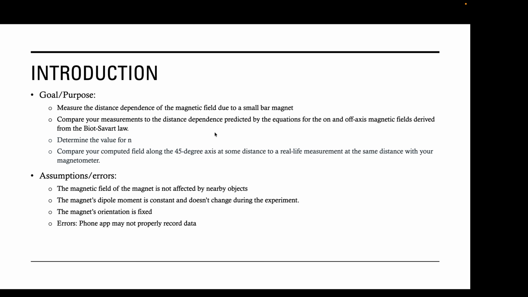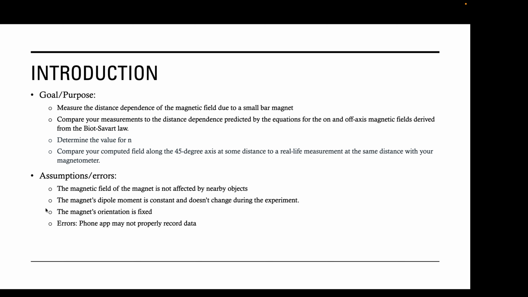The goal and purpose is to measure the distance dependence of the magnetic field due to a small bar magnet. Compare your measurement to the distance dependence predicted by the equations for the on and off axis magnetic fields derived from the Biot-Savart law. Determine the value for n and compare your computed field along the 45-degree axis at some distance to a real-life measurement at the same distance with your magnetometer.